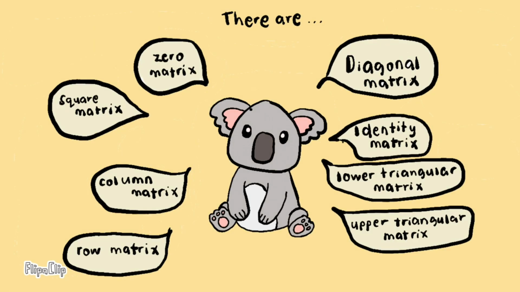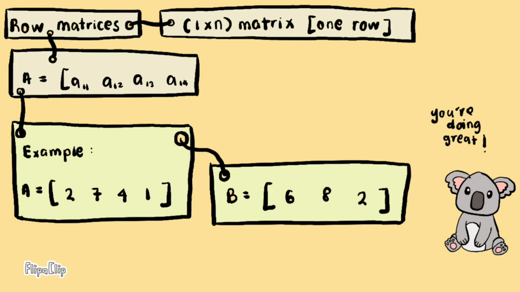There are zero matrix, square matrix, column matrix, row matrix, diagonal matrix, identity matrix, lower triangular matrix, and upper triangular matrix. Firstly is the row matrix. A row matrix is a 1 times n matrix. As the example below, we can see that the matrix has only one row.